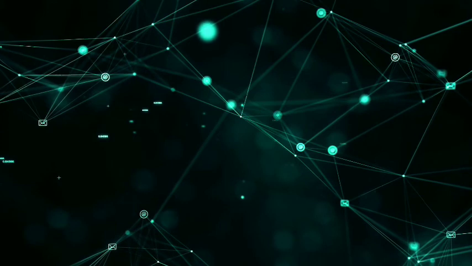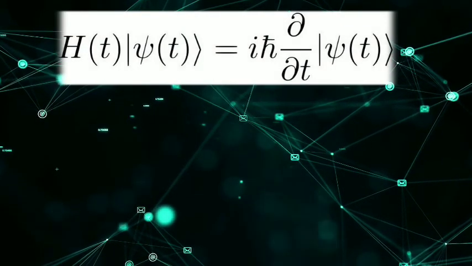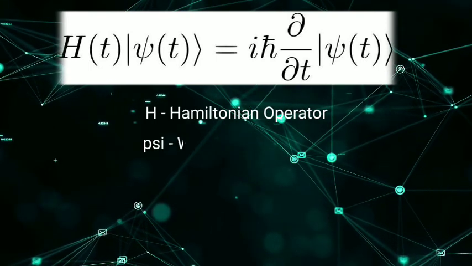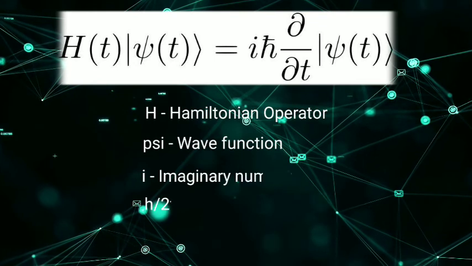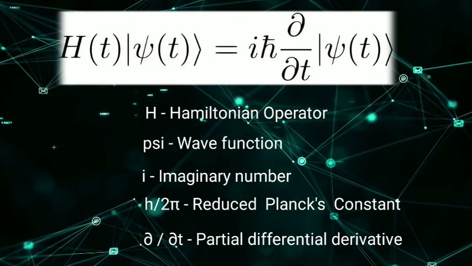The Schrödinger equation is given by H, Hamiltonian operator; E, wave function; i, imaginary number; reduced Planck's constant; d by dt, partial differentiation symbol. Now, let's see about this one by one.